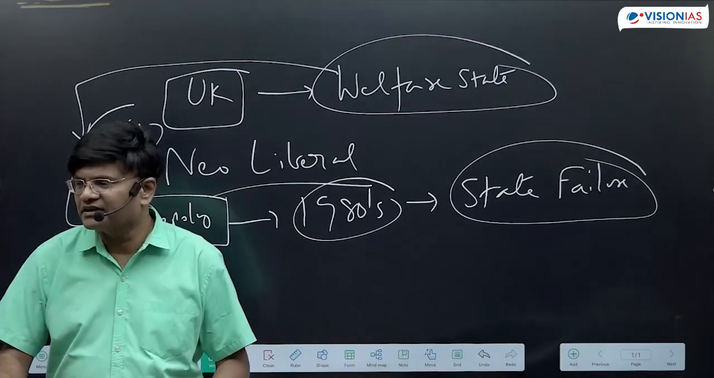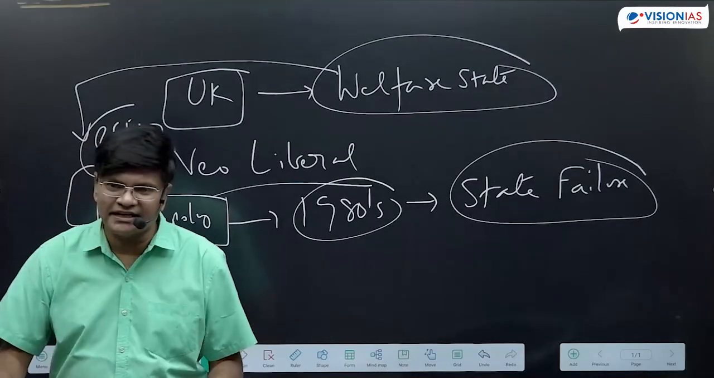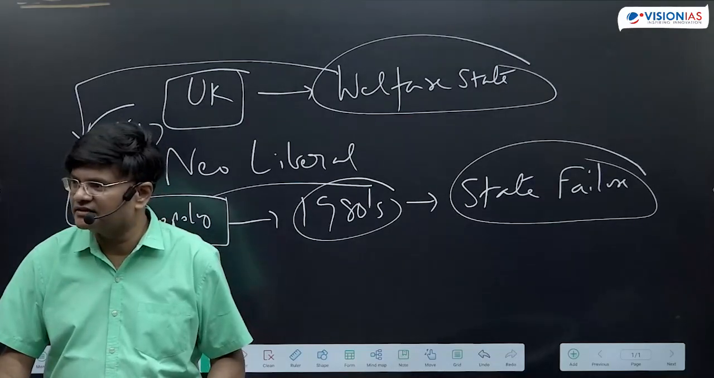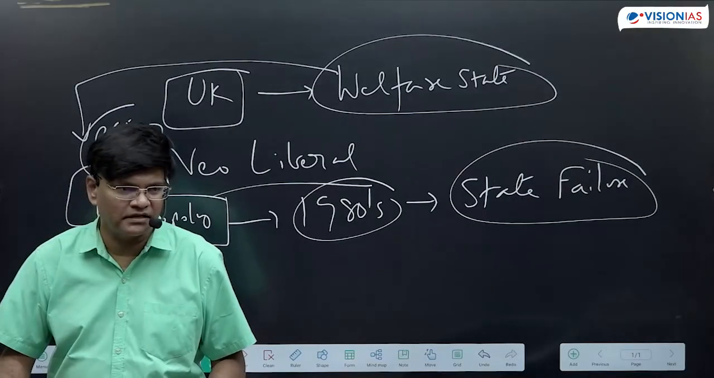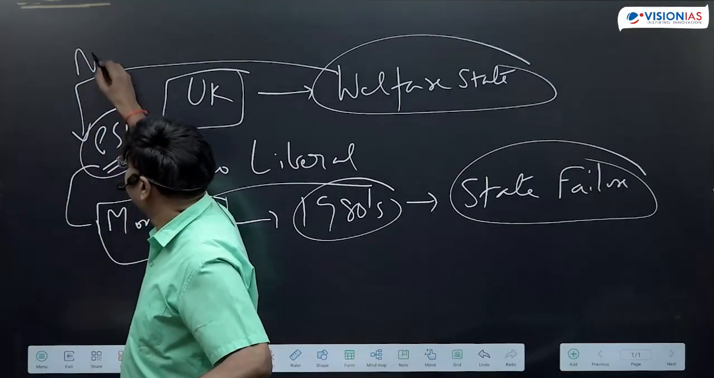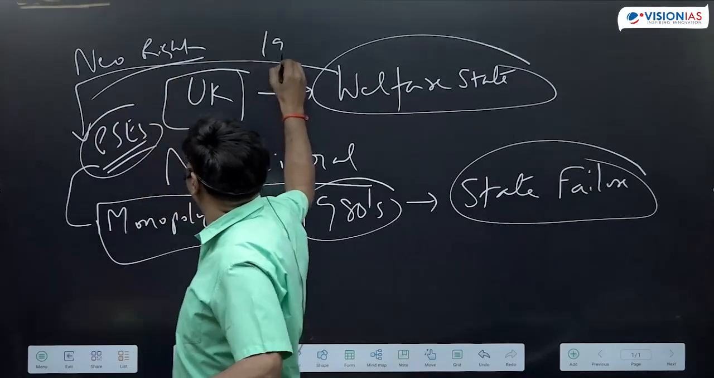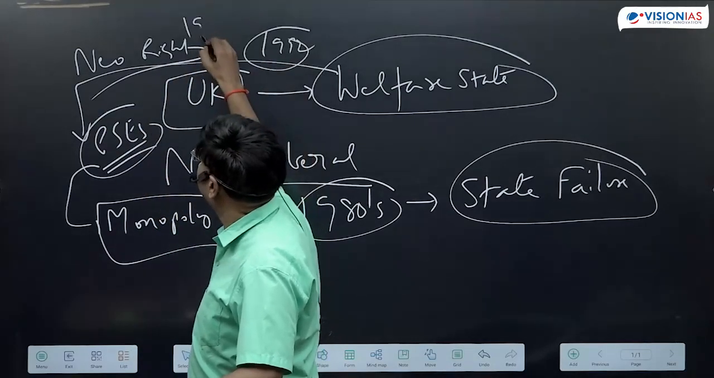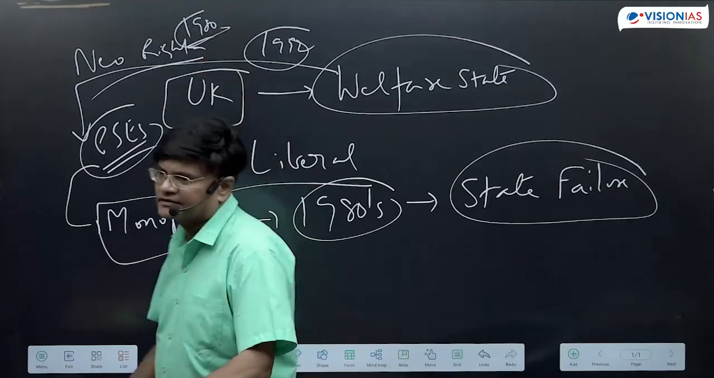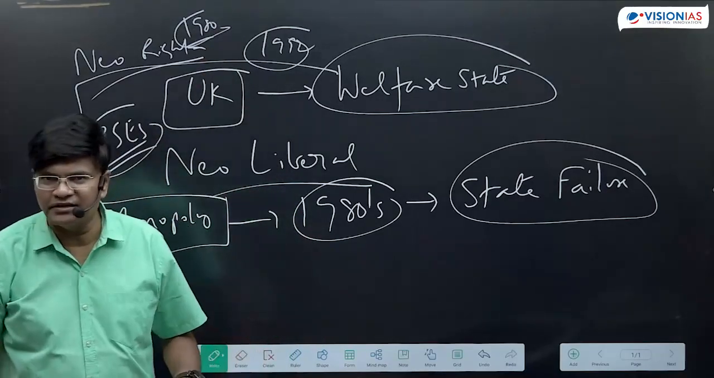Finally, because of this, the United Kingdom had opted for what is called neoliberal philosophy. It is also known as neo-right philosophy. India had opted for it in 1992, the United Kingdom in 1980. Right? So what is this neoliberal philosophy?